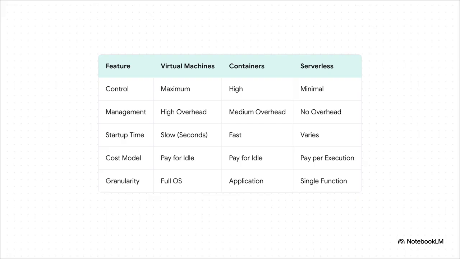VMs give you the absolute maximum control, but they come with high management overhead and a cost model where you pay even when they're just sitting there, idle. Containers slash that overhead and are way faster, but you're still managing the underlying infrastructure. Then serverless removes the management overhead completely, and you only pay per execution, but you give up a lot of control and you have to design around challenges like cold starts. The right choice, as always, really depends on what your application truly needs.